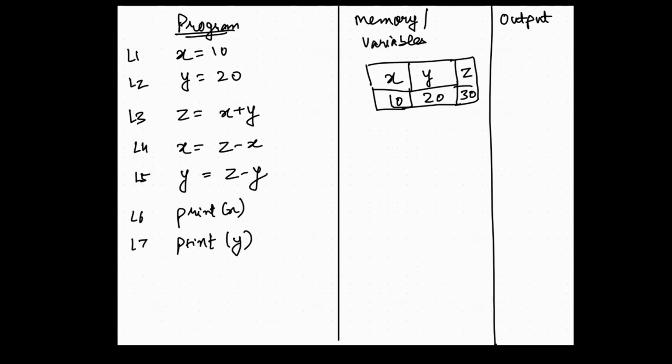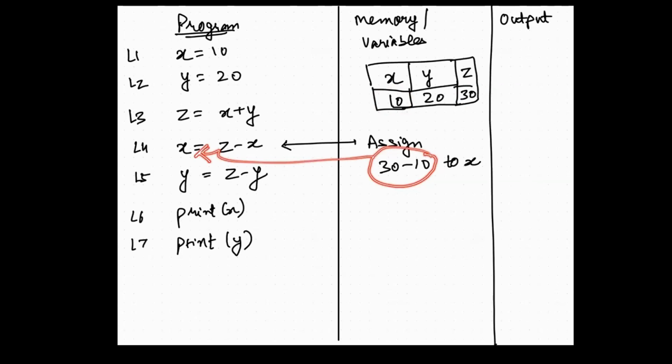So what we're saying is that at this point of time, this is equivalent to assign 30 minus 10 to x, right? X equal to z minus x. You first evaluate the expression on the right-hand side of the equality sign, which is z minus x. At this point of time, the value of z is 30. The value of x is 10. You evaluate the right-hand side, you get the value 30 minus 10. And then 30 minus 10 is assigned to x, right? Therefore, now the new value of x is 20.